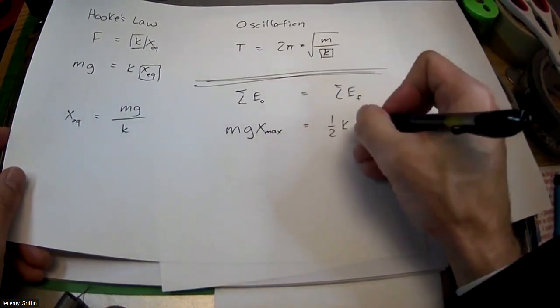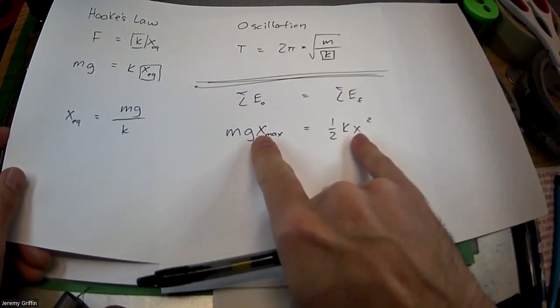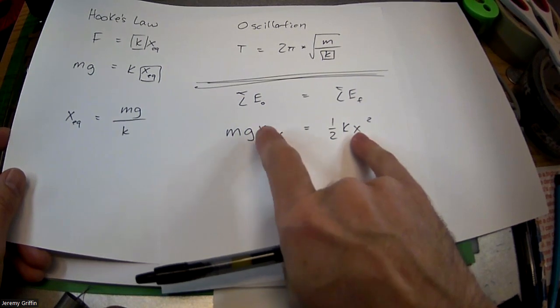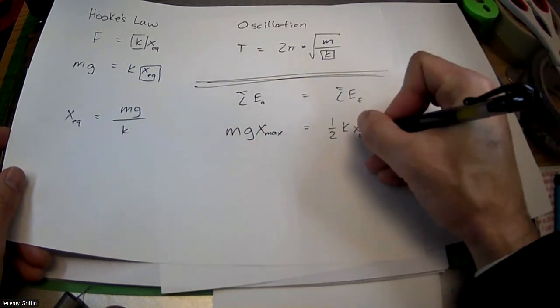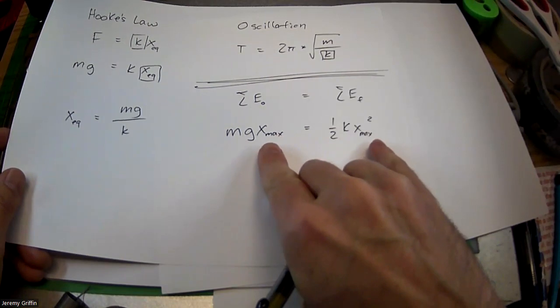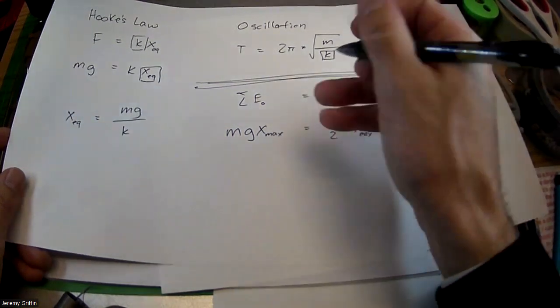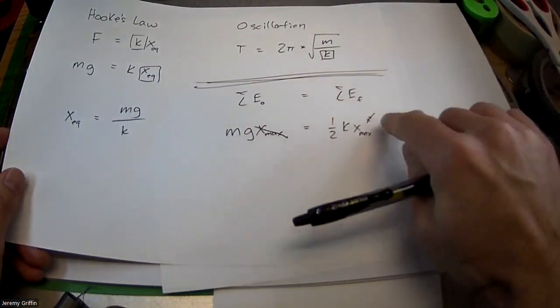Hey, is this x? This is x, the same x. Yeah, this is how much it stretched. This is how much it stretched too. It's the same x. Oh, so is one of those going to cancel on both sides? Right, same x, right? Get rid of that square.